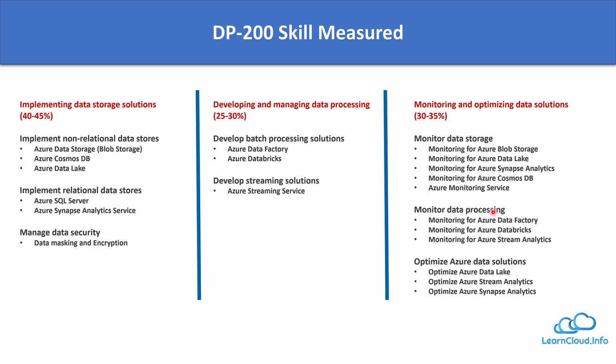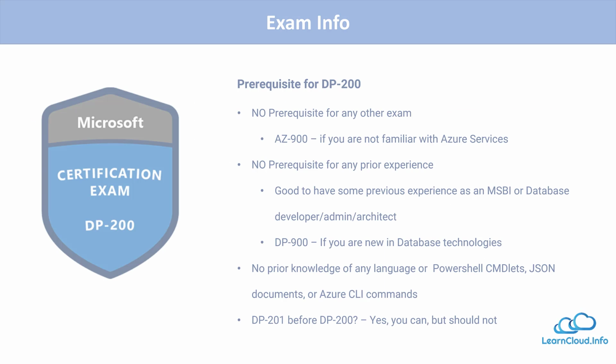So basically, we have 3 modules here. In the first module, we are going to see how to monitor all these services which we learned in the first section. And in module 2, we will see how to monitor all these 3 services which we learned in the second section. And then finally, we will see how to optimize these services here. Alright, so let's move forward.